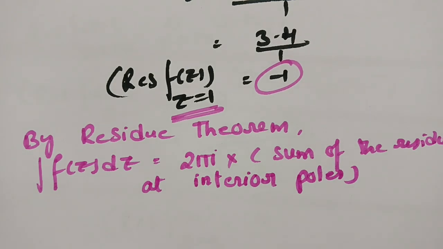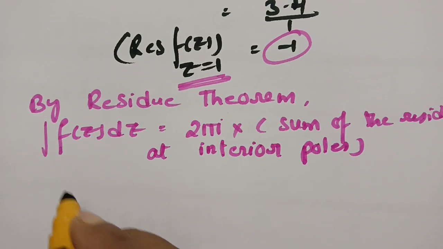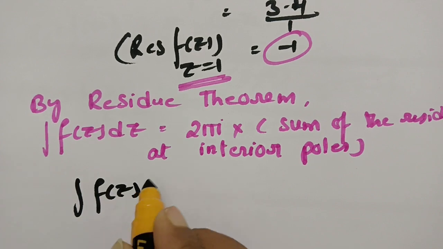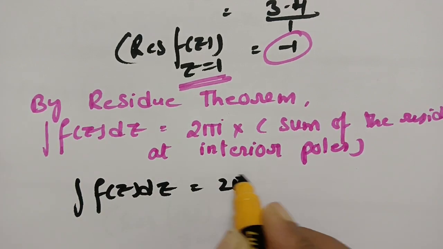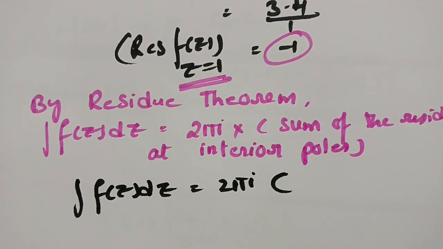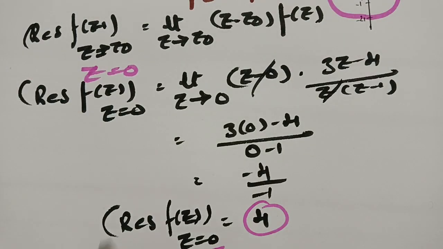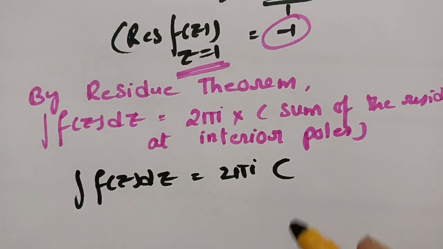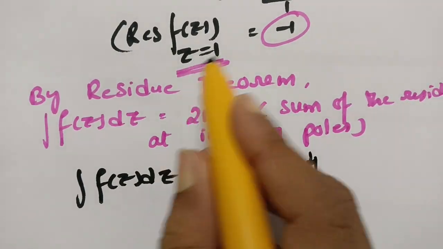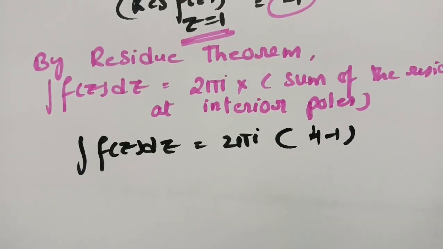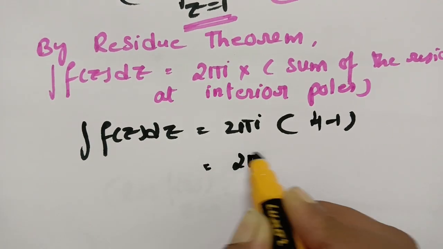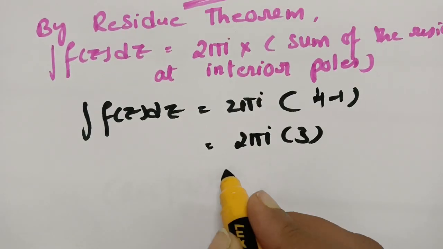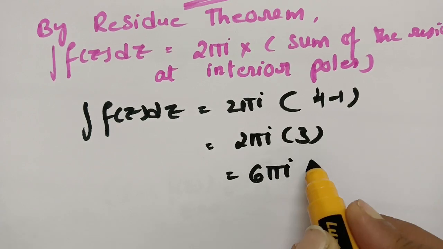Therefore, integral f of z dz is equal to 2 pi i into the sum of the residues at the interior poles. The first interior pole is 0, and the value there is 4. For the next one, at 1, the value is minus 1. So this will be 4 minus 1, so here this is 2 pi i into 3, which is equal to 6 pi i.